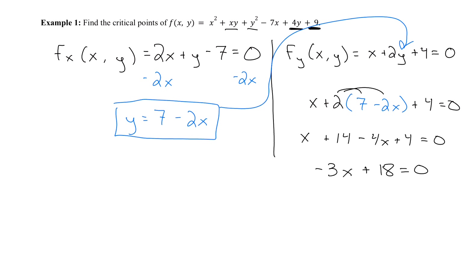Let's go ahead and add 3x to both sides. I don't want to have to deal with negatives. So 18 is equal to 3x, and then if we divide both sides by 3, I end up with x equals 6. So there is my x value.